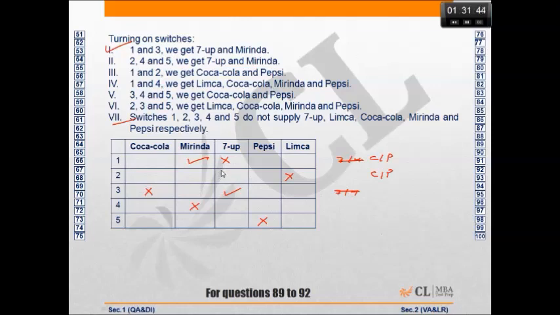Okay. 1, 4 gives us Limca, Coke, Mirinda, and Pepsi. So 1 will give me Mirinda. So this is 1. What about 4? Mirinda will not come from here. Limca, Coke, and Pepsi.